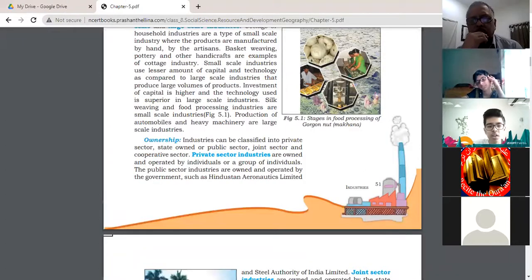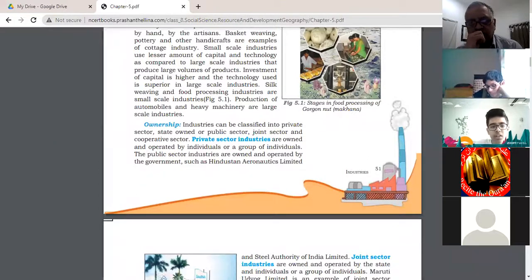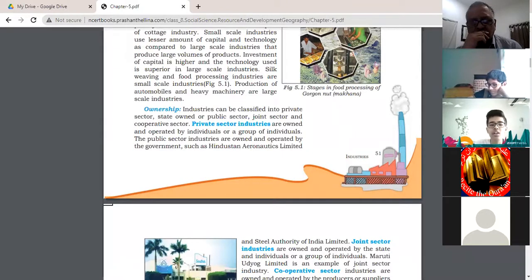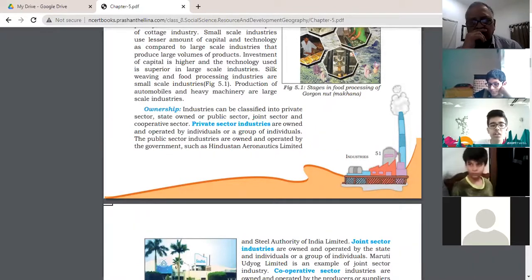And then it is on ownership. Ownership can be classified into the private sector, which means it is owned by some people or a group of people, and they get the profit fully. They don't need to give it to other people. The loss also they bear, the loss doesn't get divided between different people. It's only one person or one group. The examples over here, it says, are Hindustan Aeronautics Limited, Steel Authority of India Limited, like that.